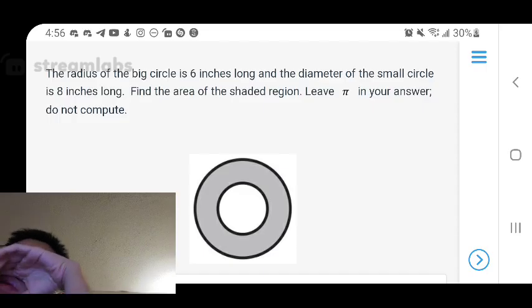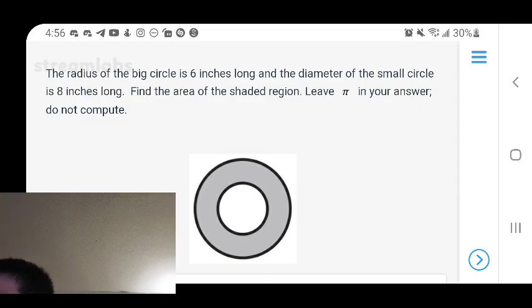Oh, wait, full question. Radius of the big circle is 6. Yep. And the diameter of the small circle is 8 inches. So the radius is 4. Even when you find the area of the shaded region. Oh, okay. Leave pi in your answer. Find the area of the shaded region.